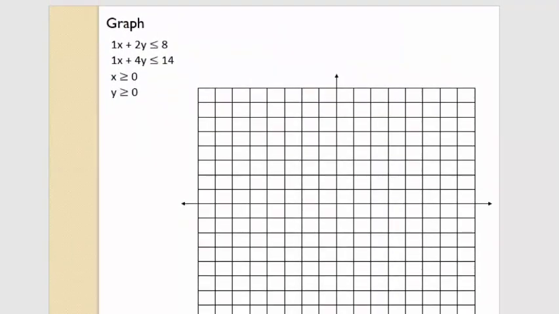Okay, so now I'm ready to graph these inequalities, and I'll go ahead and indicate 0, 0 on my graph because it's a little bit hard to see. And I'll start with making an XY table. So if I plug 0 in for x into my first inequality, I get 2y equals 8, or y equals 4. So 0 for x, y is 4. If I plug in 0 for y, I have x equals 8.